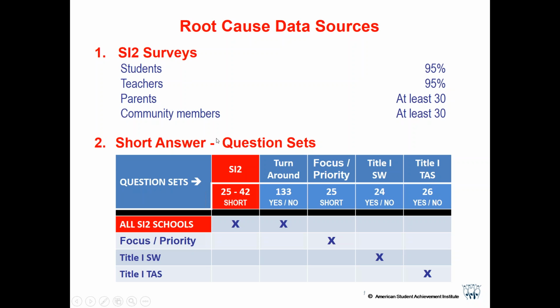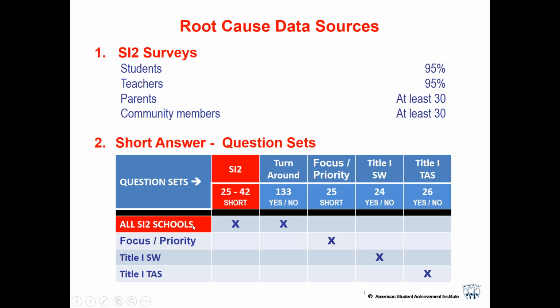And then the other data source is some question sets that you'll answer online. So there are 2 question sets that all SI2 schools will answer. The first one are the SI2 questions. These are based on our Elements of High Achieving Schools. That was written after our observations of our top gainer schools for the past 20 years, as well as a literature review of what best practices look like. So this is a self-study based on our expertise that you'll answer. Depending on your building level, there's 25 to 42 short answers.